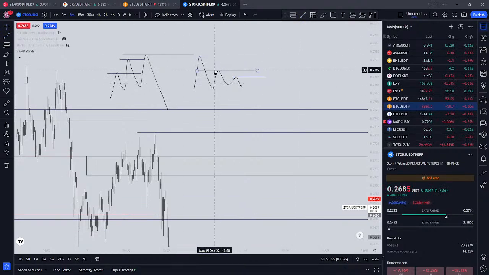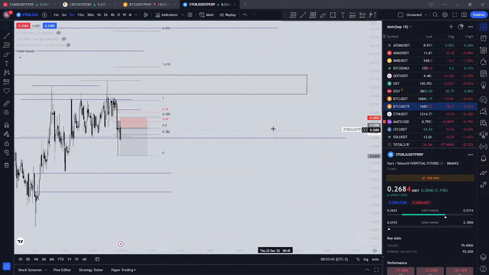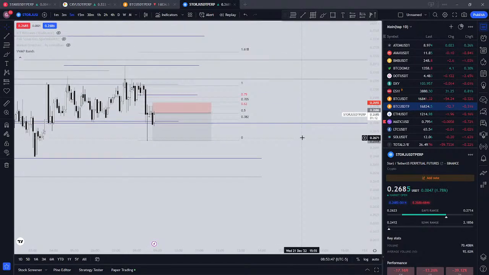So that's one scenario that I can think of about why price did not retrace back into that. But what it comes down to is price is not going to respect your analysis every time, so you have to be prepared for it.